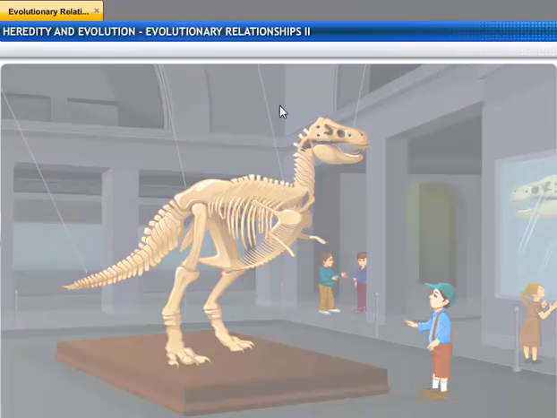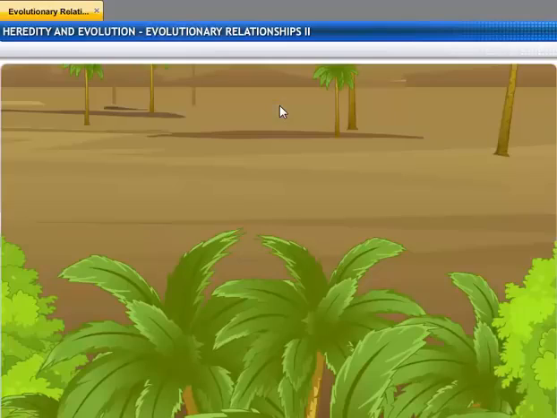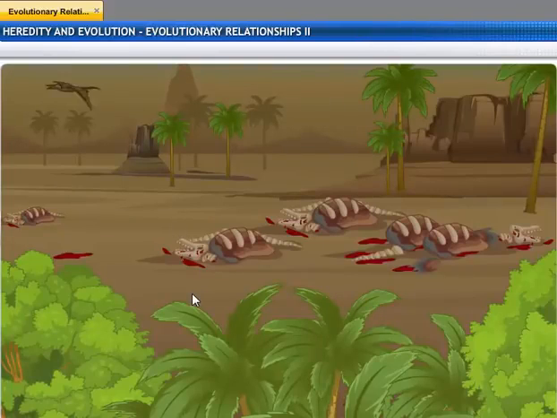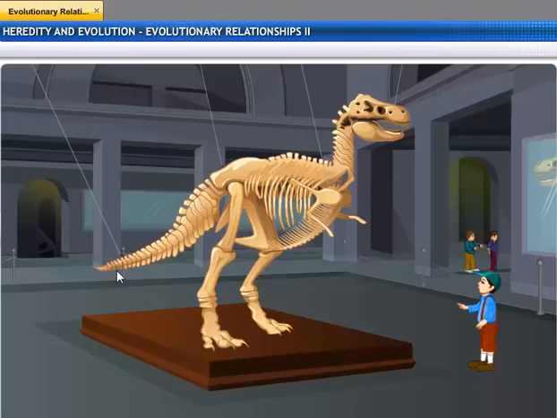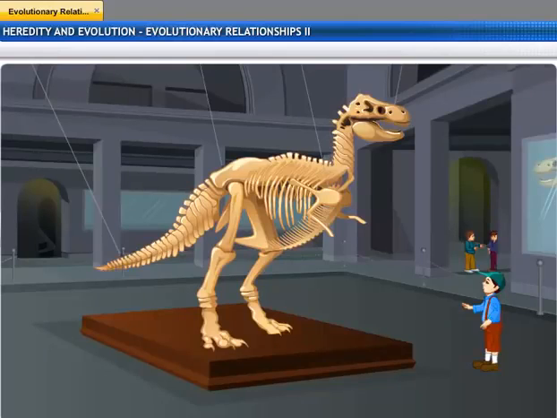Millions of years ago, on Earth, lived huge gigantic animals called dinosaurs. In the process of evolution, all these huge gigantic animals became extinct. Using the remnants of these dead animals to compare against the characteristics of existing animals, evolutionary relationships were developed. This is how we came to know about the existence of dinosaurs.